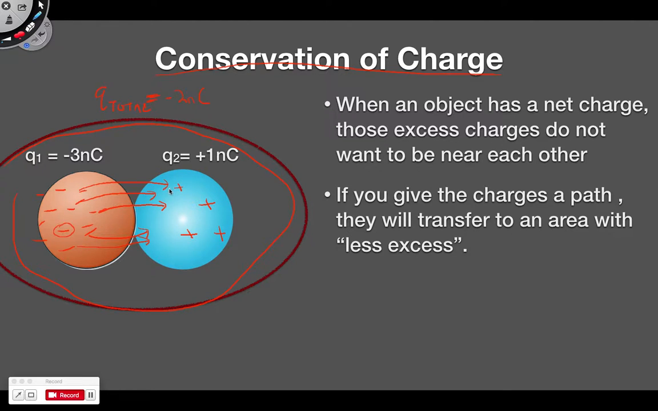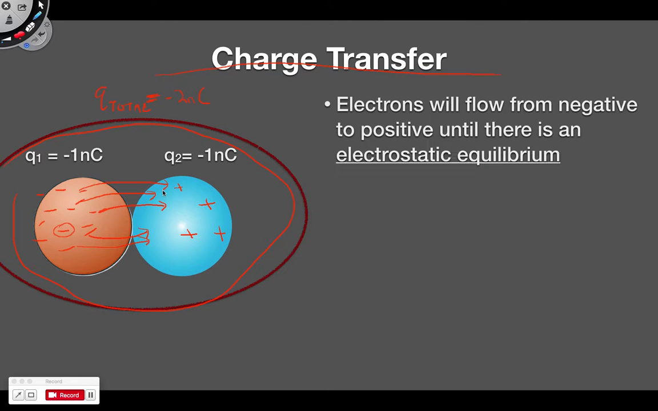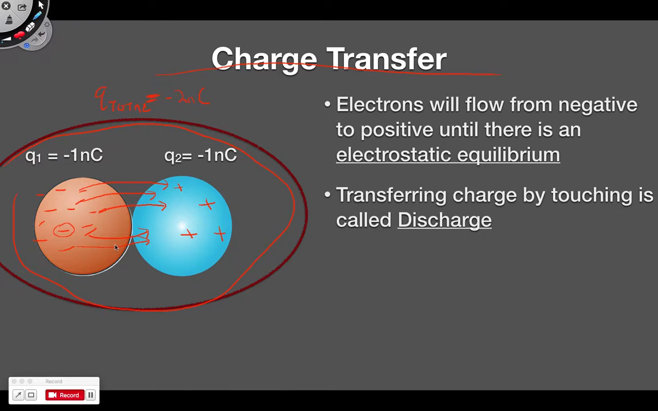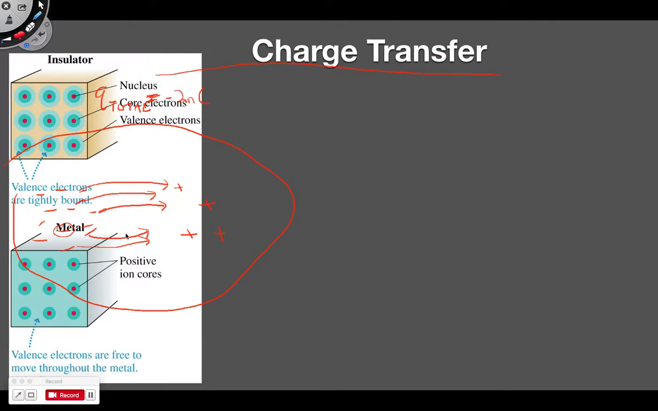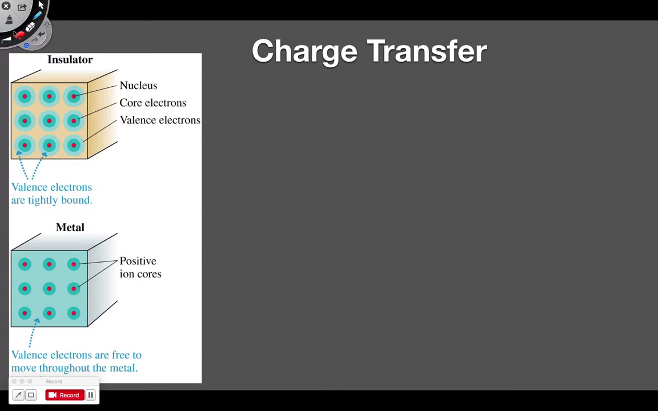Well, electrostatic equilibrium means that it must be equal afterwards. Now, the misconception is that this one loses all of its charge and it gets transferred over here. That's not true, because after a certain point, they have no motivation to go from one side to another. So this is called electrostatic equilibrium. And usually each one is half the total charge. When we transfer by touch, this is called discharge, right? And that's just a term that we have to use.